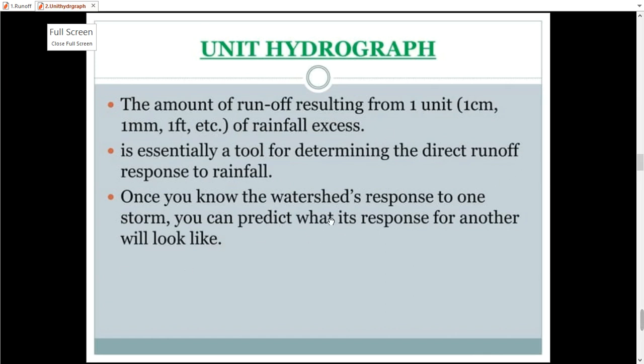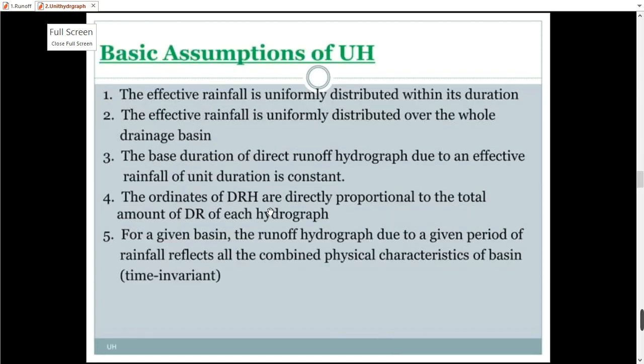You want to know the watershed, watershed management, you study that. From a watershed's response to one storm, you can predict what its response for another will look like. The basics I already mentioned: what are the assumptions of the unit hydrograph? When you ask the question, what are the basic assumptions of the unit hydrograph?